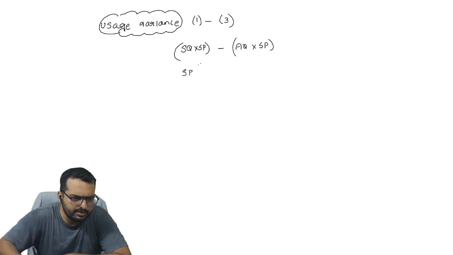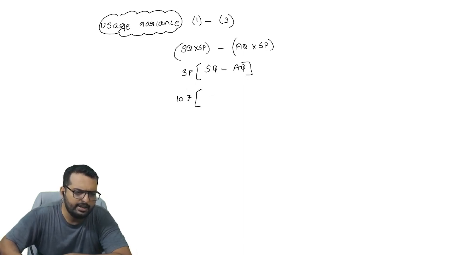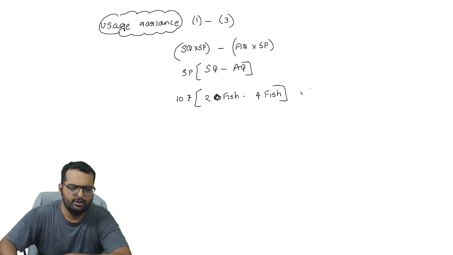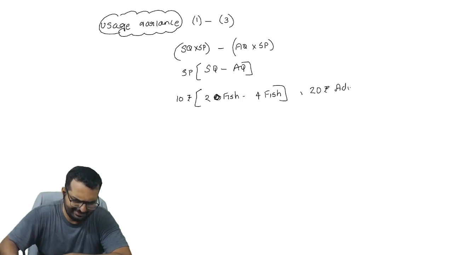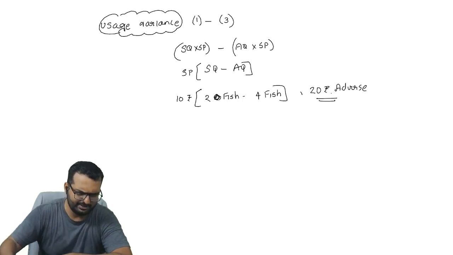SP is the common factor. SP into SQ minus AQ. So that is turning out to be 10 rupees into 2 fish minus what? 4 fish. So you get the answer as 20 rupees adverse. The logic goes like this.